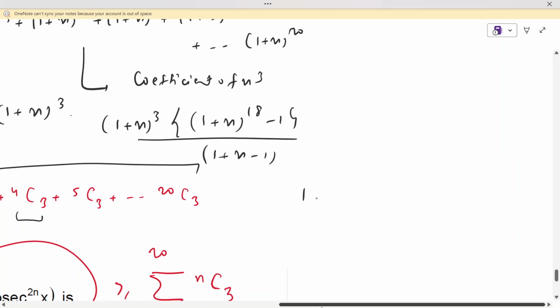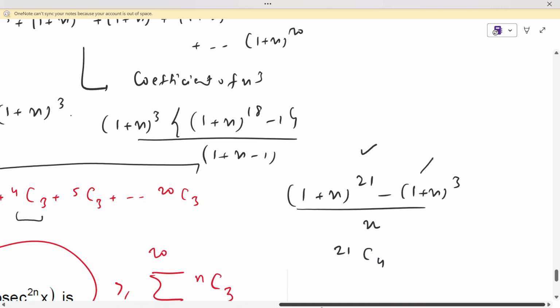It is (1 plus x)^21 minus (1 plus x)^3, and in the denominator we have x only. So to find the coefficient of x cube, we eventually need the coefficient of x to the power 4 in the numerator. That is what? 21C4. From the second term it can't come, x cube has no x to the power 4.